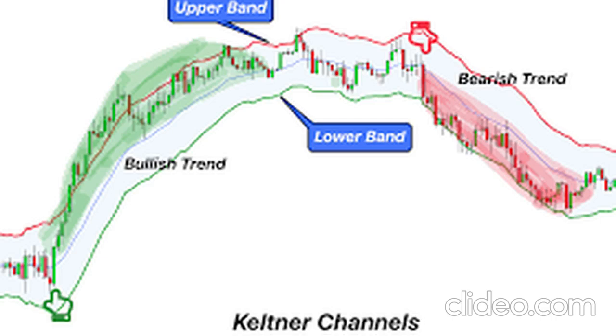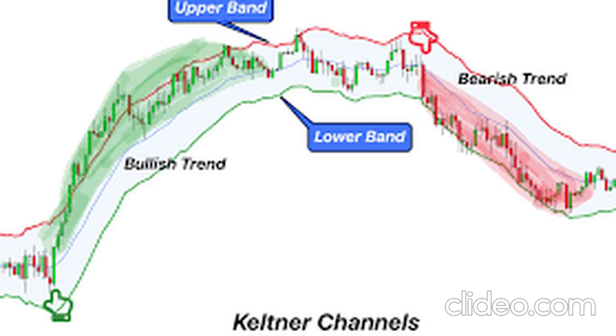Reversals and overbought, oversold conditions. A price moving above the upper band can suggest an asset is overbought or in an uptrend. A price moving below the lower band can suggest an asset is oversold or in a downtrend.